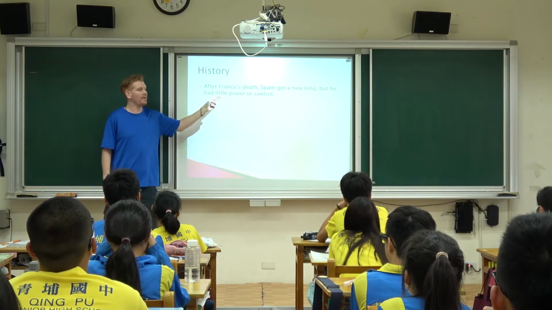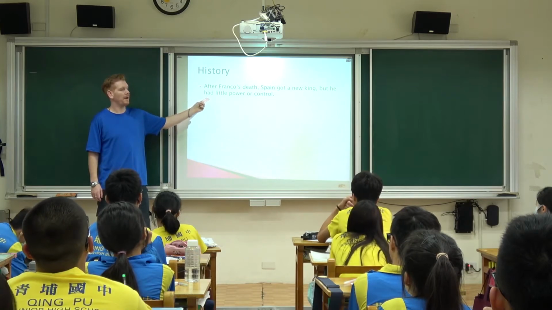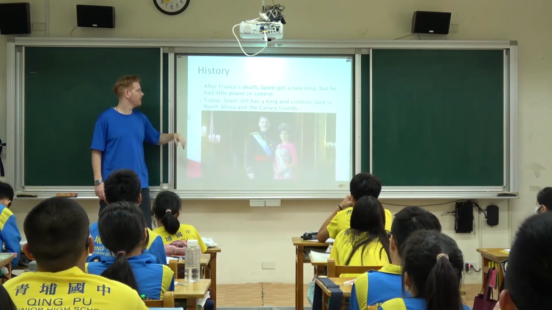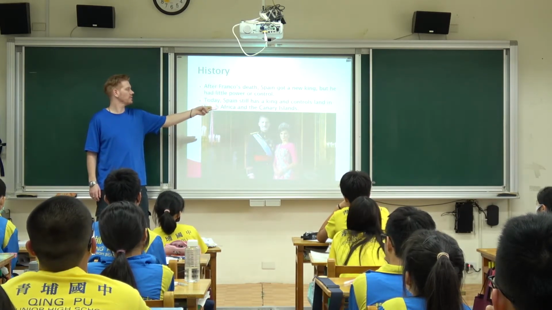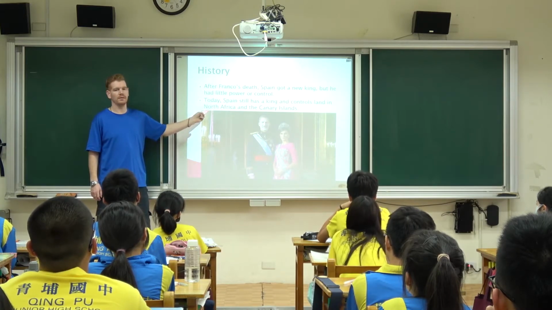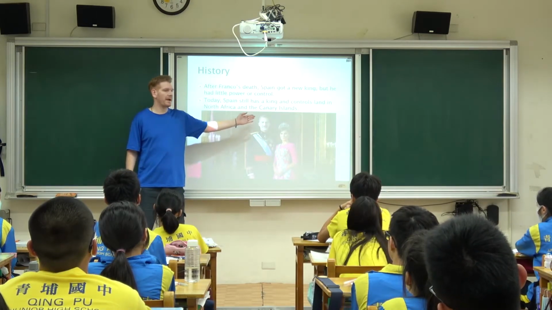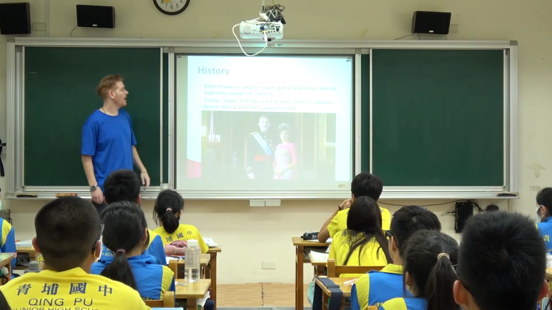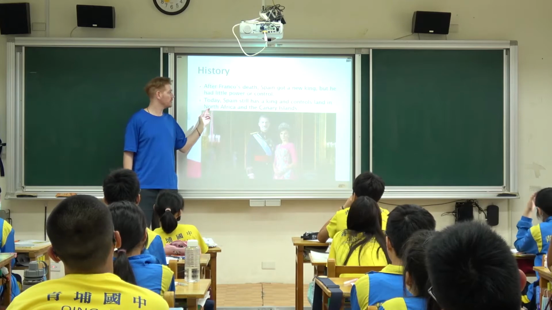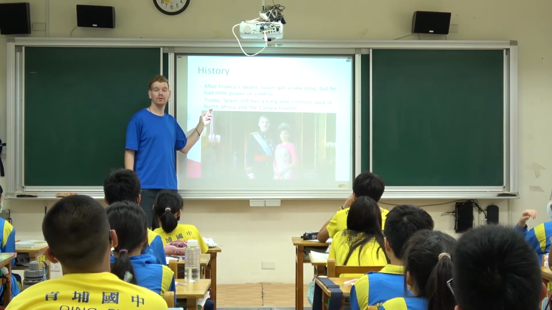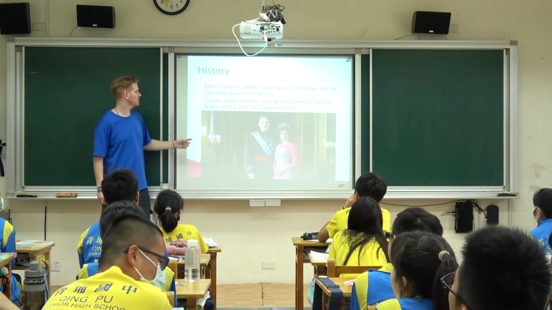After Franco's death, Spain got a new king, but he had little power or control. Today, Spain still has a king and controls land in North Africa and the Canary Islands. So this is the king of Spain today. And Spain still has a little empire because it controls lands in North Africa and the Canary Islands.